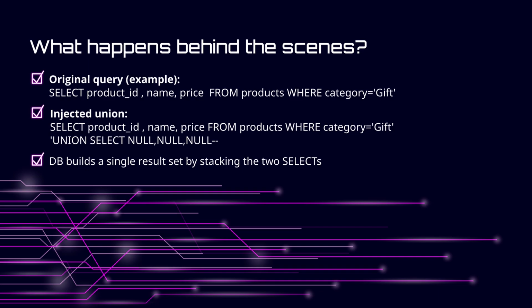Behind the scenes, a SQL engine executes each select and then stacks their rows into one result set when you use union. For example, the application might run select product ID, name, price from products where category gift. If we inject single quote union select null, null dash dash, the database runs the original select plus our injected select and attempts to merge them. If the number of columns matches, the database adds the rows from our injected query to the original results. That's how our extra row appears on the page.